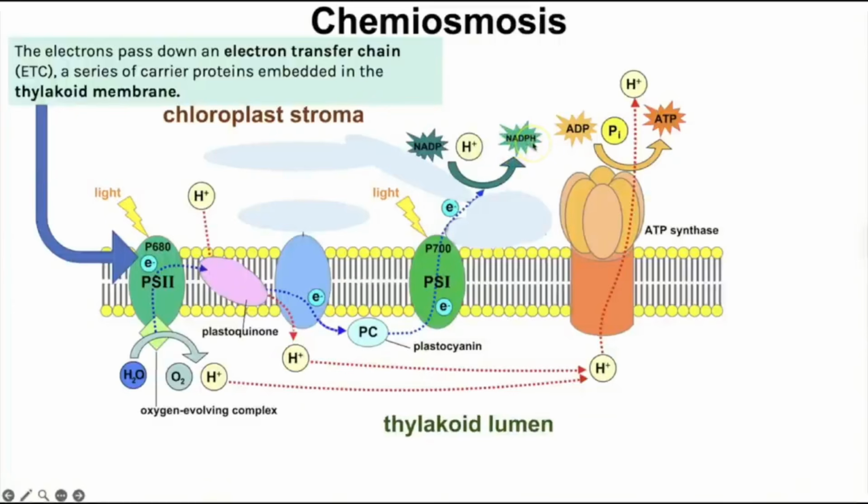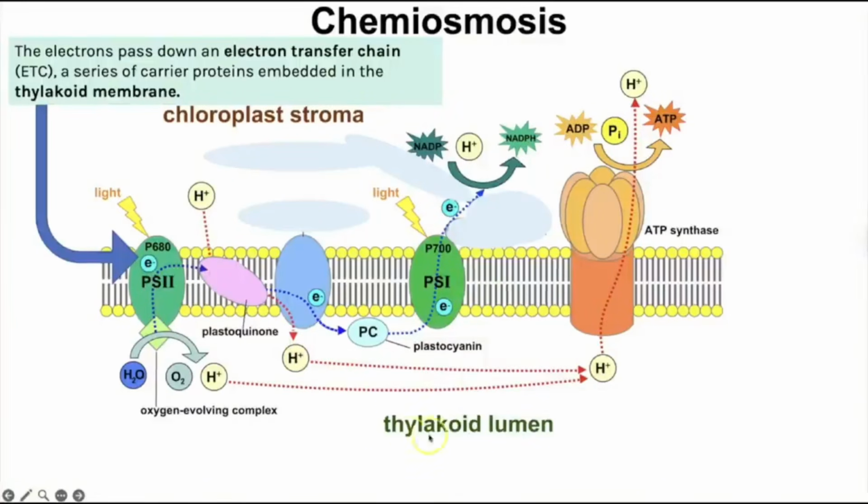NADPH is the same thing as reduced NADP. Either of those will be accepted on the mark scheme. So step 1, here is PS2. You don't need to know that terminology for AQA. That is just a protein embedded within the thylakoid membrane.